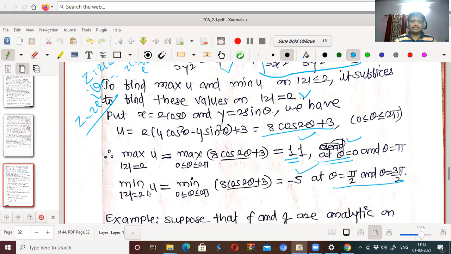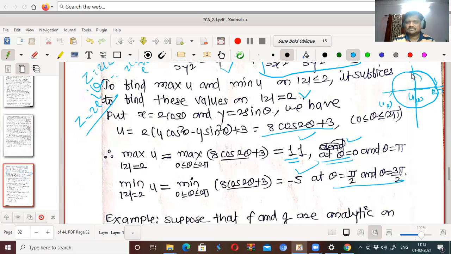So the minimum value of u also lies on the boundary mod z equal to 2 at theta equal to pi by 2 or theta equal to 3 pi by 2, and the maximum value of u lies on the boundary mod z equal to 2 at theta equal to 0 and theta equal to pi. Mod z equal to 2 means what? It is a circle having center origin and radius 2. So this is 2 comma 0. This is 0 comma 2. And theta will be, where theta is 0, theta 0 is equal to 0 here.